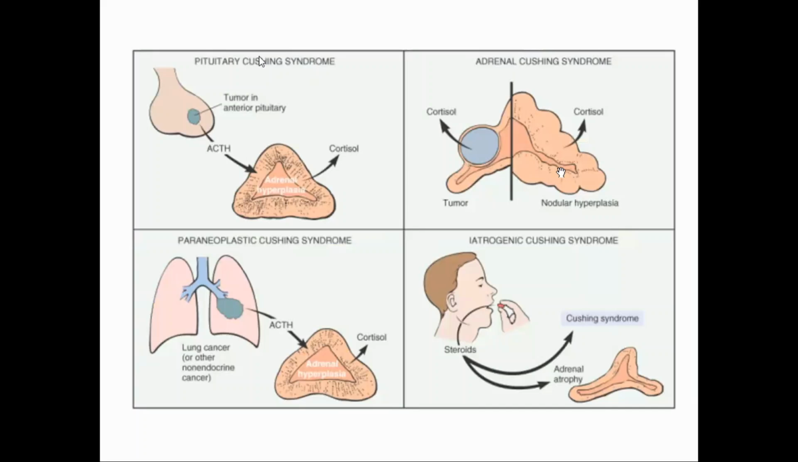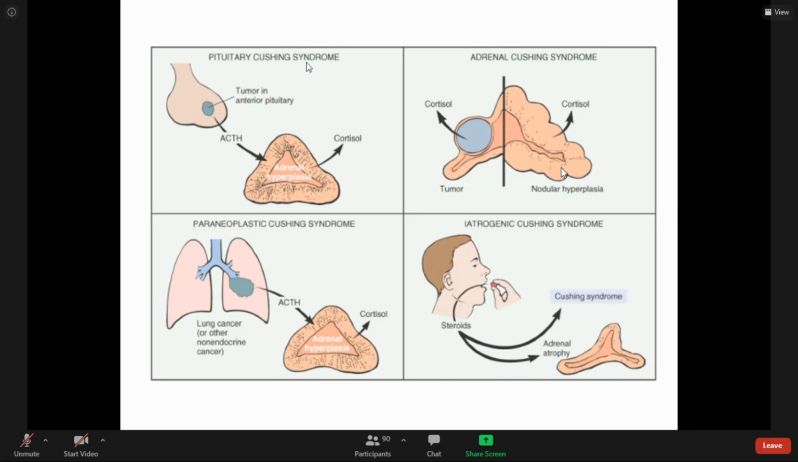So pituitary Cushing syndrome. What happens is that whenever there is a tumor in the anterior pituitary, what happens? It stimulates the release of ACTH. ACTH increases, and likewise in the adrenal gland there is adrenal hyperplasia. In the adrenal Cushing syndrome, it may be either due to a tumor or any other etiology which causes an increase in the secretion of cortisol, but the level of ACTH is not increased.